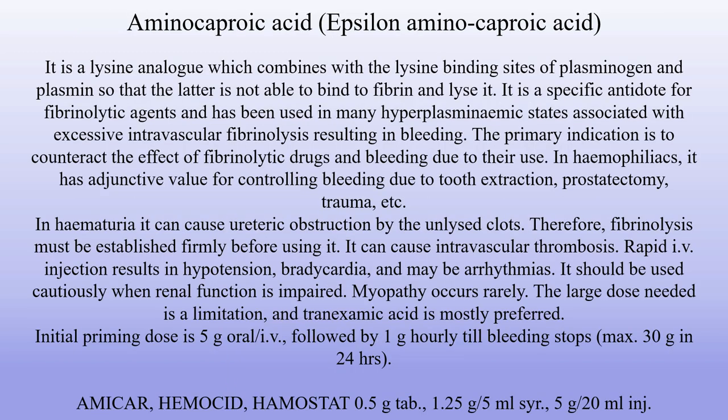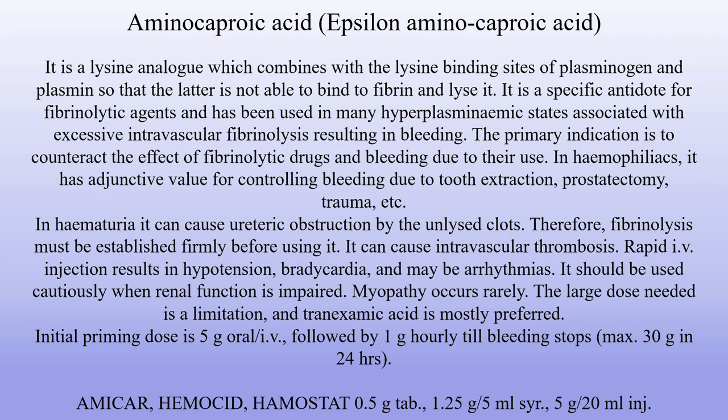Aminocaproic acid, epsilon aminocaproic acid, is a lysine analog which combines with the lysine binding sites of plasminogen and plasmin so that the latter is not able to bind to fibrin and lyse it. It is a specific antidote for fibrinolytic agents and has been used in many hyperplasminemic states associated with excessive intravascular fibrinolysis resulting in bleeding. The primary indication is to counteract the effect of fibrinolytic drugs and bleeding due to their use. In hemophiliacs, it has adjunctive value for controlling bleeding due to tooth extraction, prostatectomy, trauma, etc.